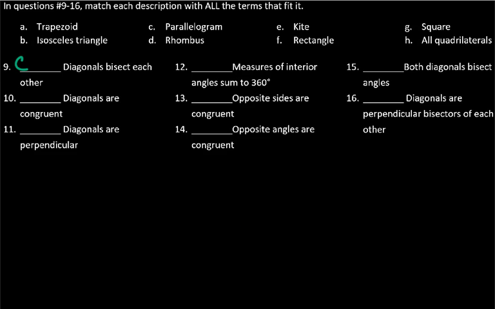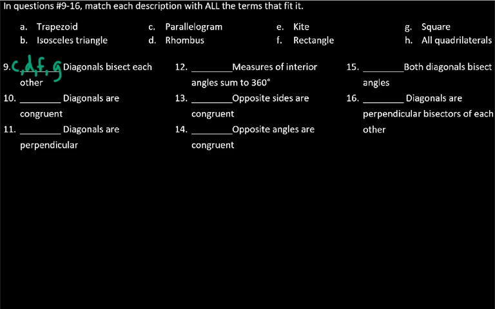A rhombus, so all sides are congruent. If all sides are congruent, then we are also going to have diagonals bisecting each other. A kite, one of the diagonals is bisected, but the other one is not. So that one doesn't work. A rectangle, those are definitely going to have diagonals that bisect each other, and so is a square. So C, D, F, and G. Let me write that in there a little better. I have to write pretty small.